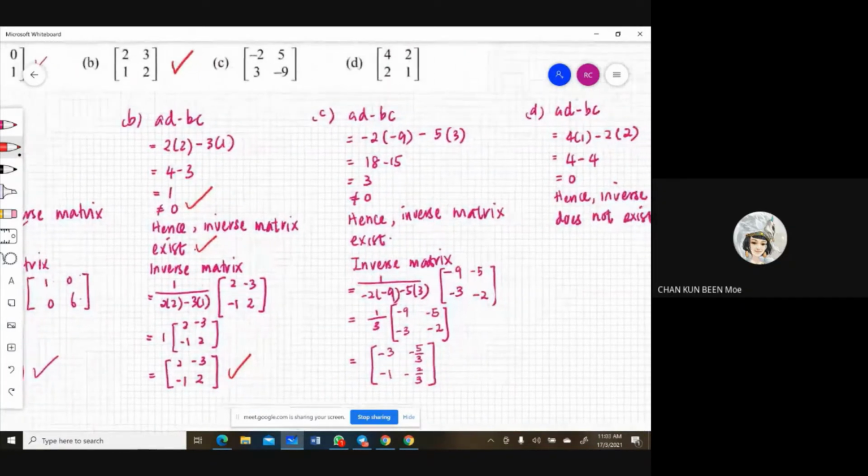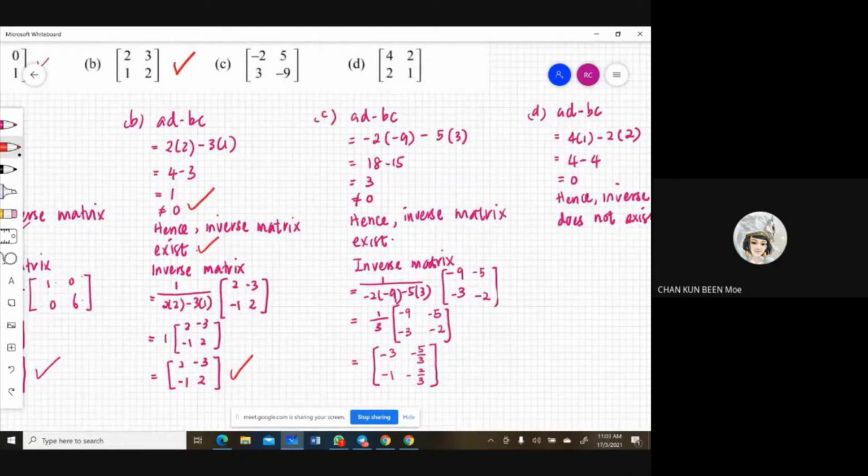After that, question C. So look for the determinant again. The determinant is 3, so it's not equal to 0. Hence, the inverse matrix exists. So we look for the inverse matrix of it. 1 over the determinant, and then you find the inverse matrix of A, B, C, D. You multiply by it. So we will have negative 3, negative 3 over 5, negative 1, and negative 2 over 3. Check yours.